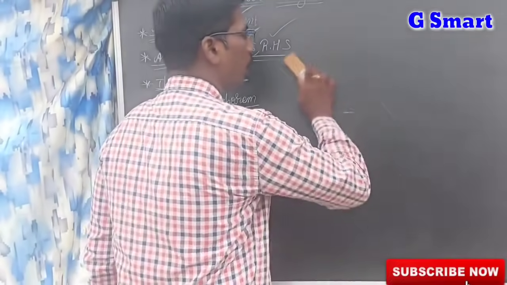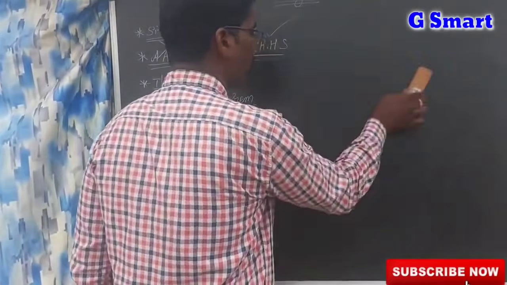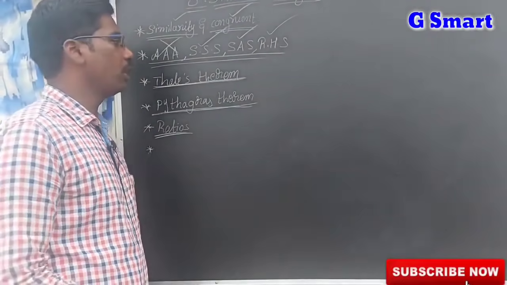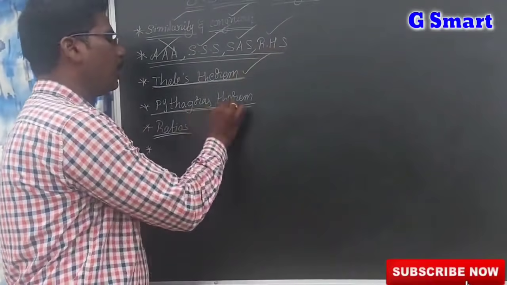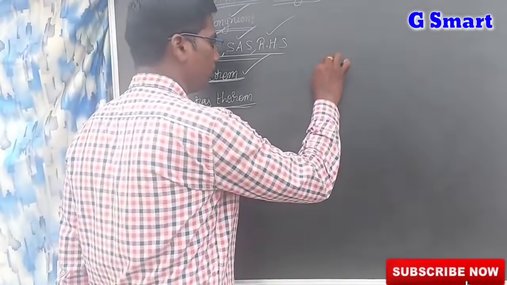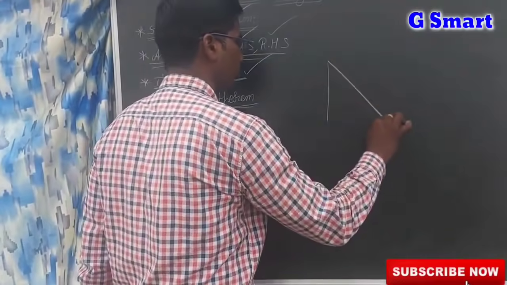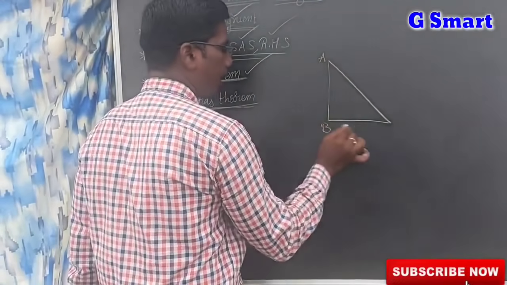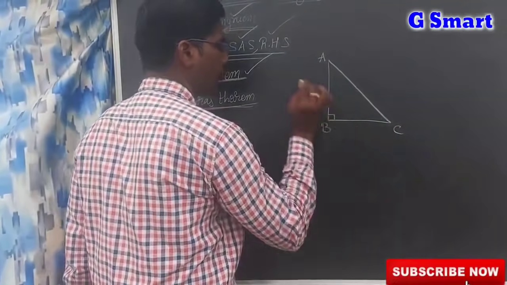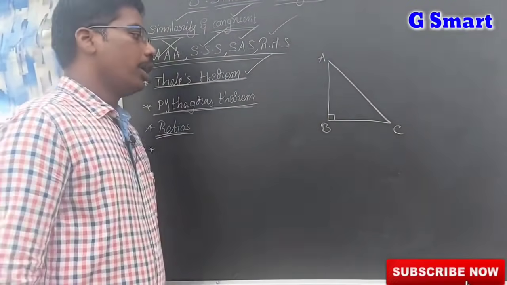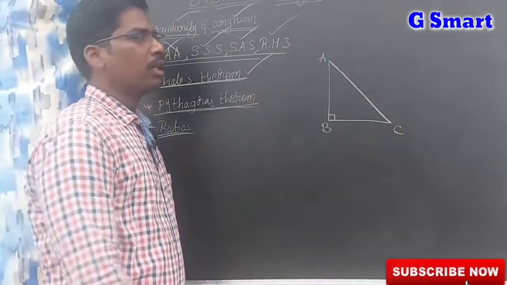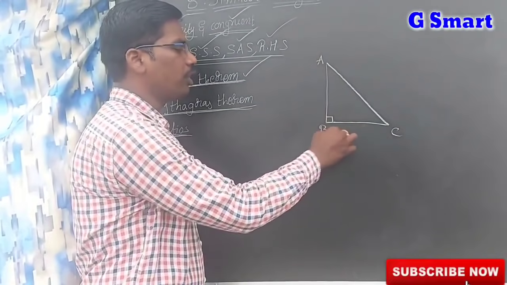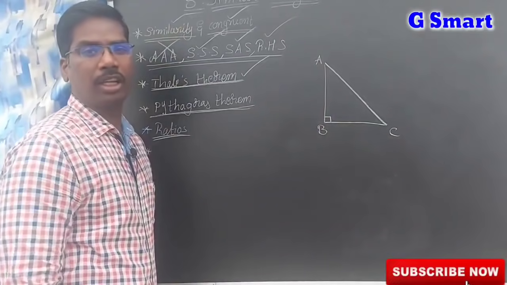Next, using the basic proportionality theorem or Thales theorem, we may get sums finding x value, finding a value, finding b value like that. Next, Pythagoras theorem. This is ABC. In a right angle triangle, the square of the hypotenuse is equal to the sum of the squares of the remaining two sides. This is called Pythagoras theorem.